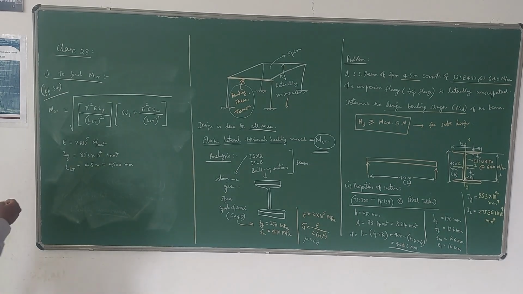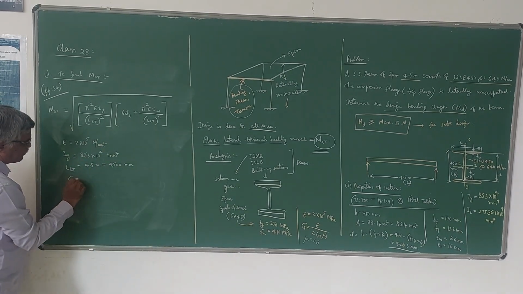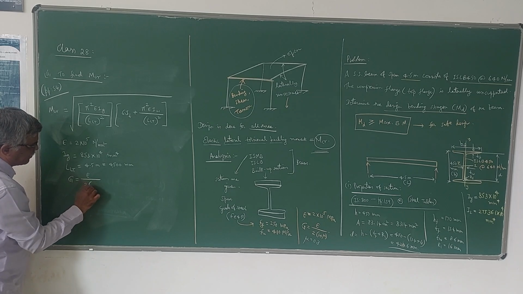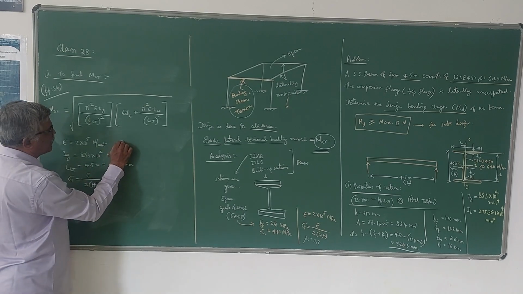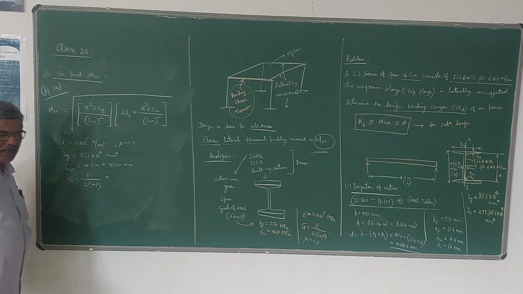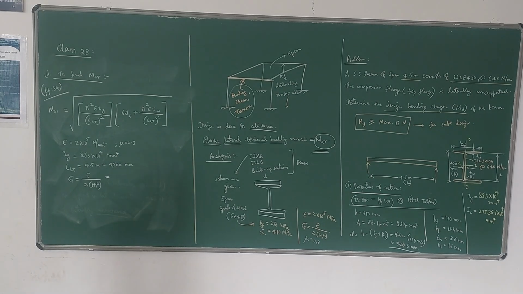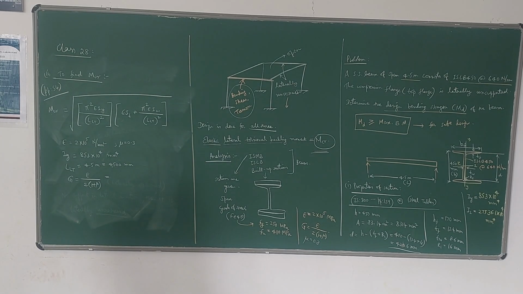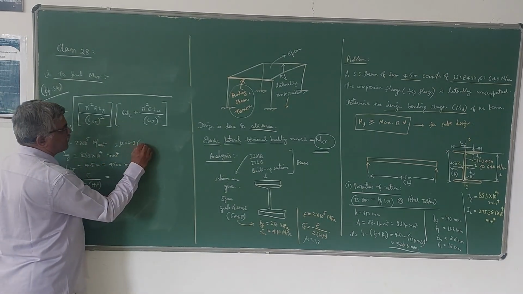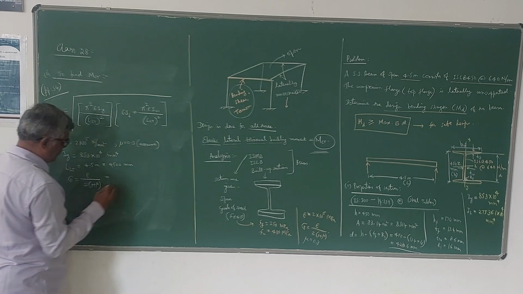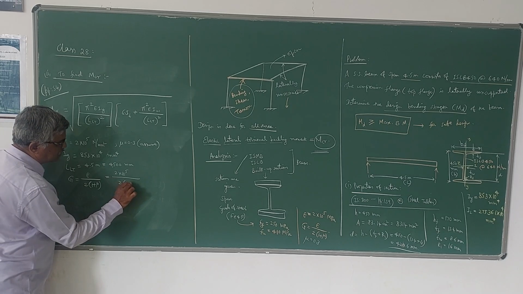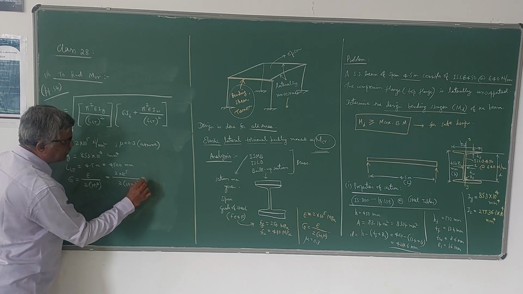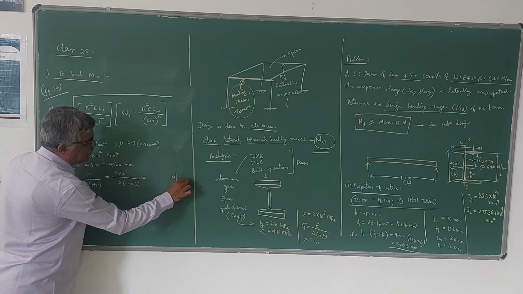Then IW, IT, G I have to find out. For finding G, this is the formula: E divided by 2 into 1 plus mu. Take mu as 0.3, for steel it is 0.3. Calculate the G value, use the calculator. Assume for steel mu as 0.3, Poisson's ratio. So E is 2 into 10 power 5 divided by 2 into 1 plus 0.3. This is your G, also in Newton per mm square.